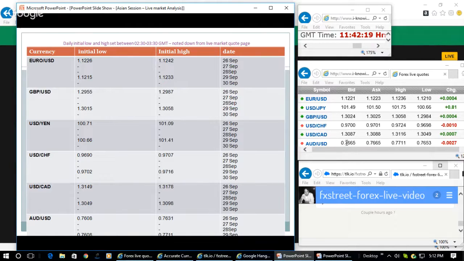Then in the case of the Canadian dollar, 1.3049 was the initial low, 1.3098 was the initial high. They just breached the initial high, went up to 1.3116 and came down and are staying below 1.3098, indicating that they are likely to come down in the case of USD CAD. So it will be making a USD weakening move. And in the case of the Australian dollar, 76.